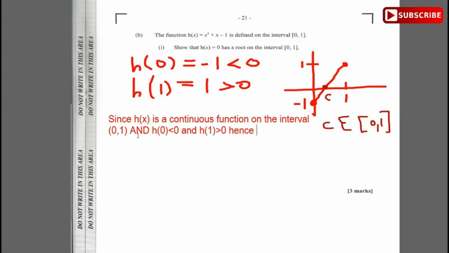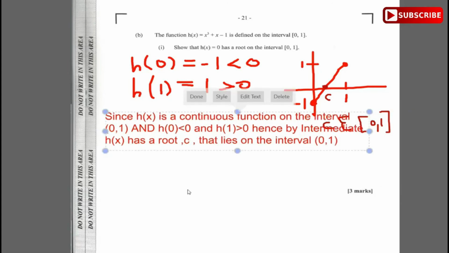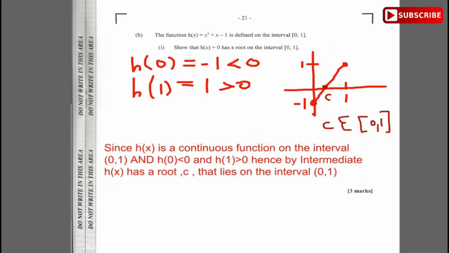Hence, by intermediate value theorem, h of x has a root c. You can say it has a root c that lies on the interval 0, 1. So that's the intermediate value theorem. All right, nice and easy, solved.